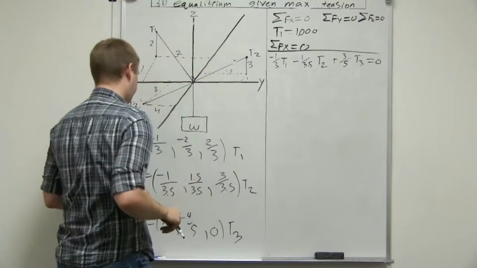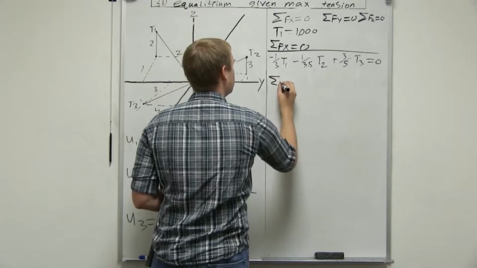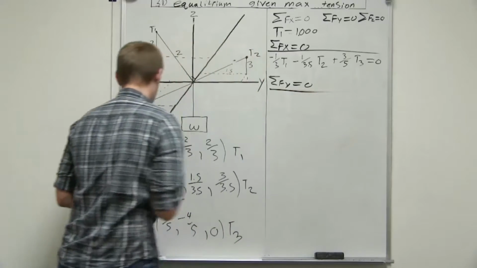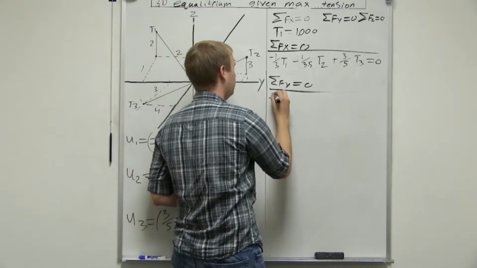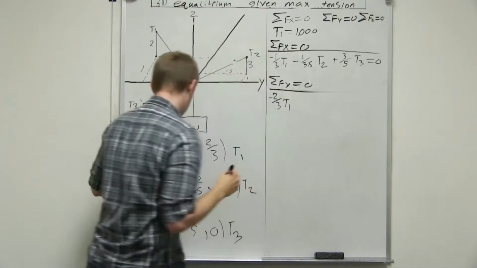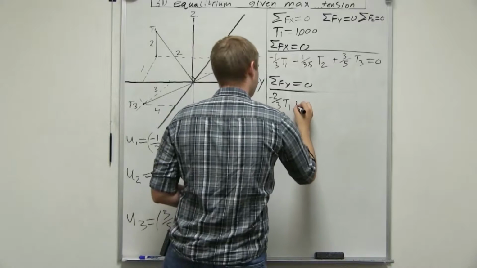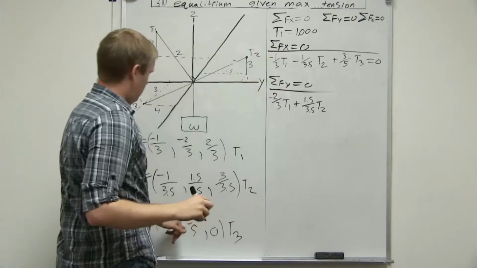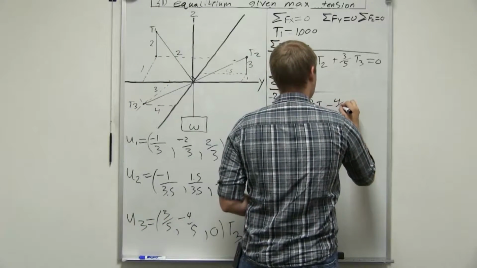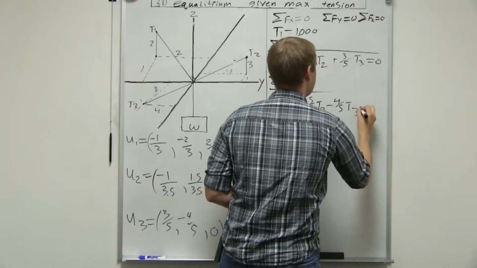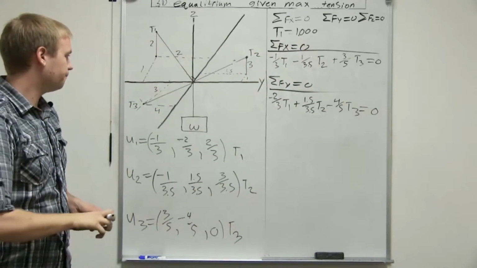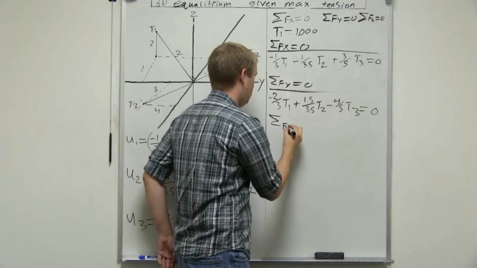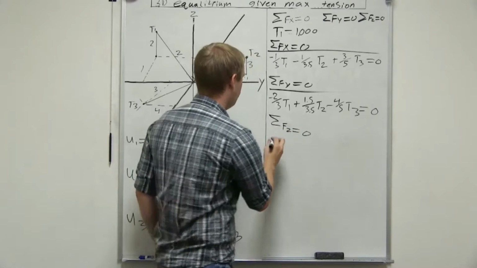Now for the sum of the forces in the y equals 0. We have -2/3 T1 plus 1.5 over 3.5 T2 minus 4/5 T3 all equals 0.